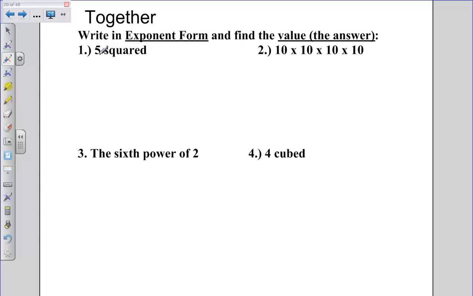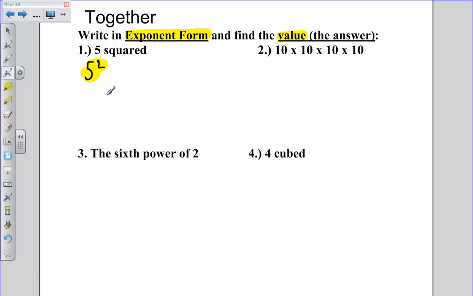Now we're going to take a word form of a number and write it in exponent form. We're also going to find the value, and if we remember vocab words here, our value is going to be the answer to this expression. So if I have 5 squared, the first thing I'm going to do is write it in exponent form. My base is 5, and squared means to the second power. And remember, these are together problems, so you should be filling these out in your note packet as you're watching. So my exponent form is 5 to the second power.